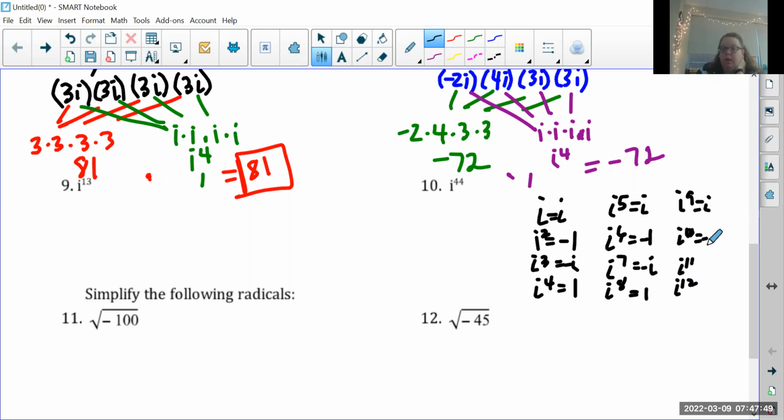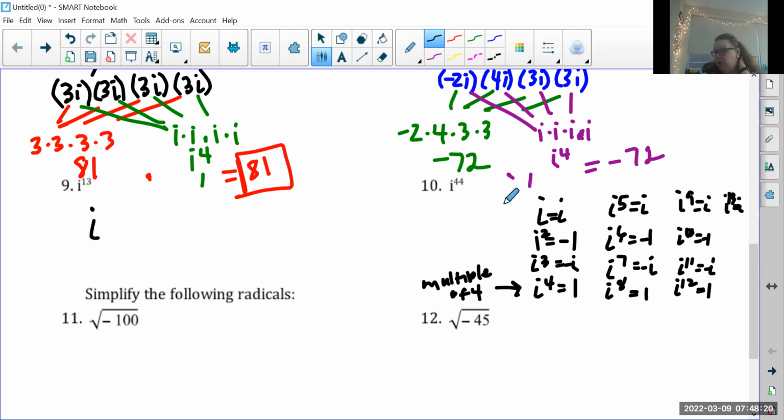So once we see that pattern, then we can just figure that out. The main thing that's going to help you is that this is all the multiples of 4. So anything that's a multiple of 4 is going to equal 1. And then from that, we can kind of build up the rest. So i to the 13th is not a multiple of 4. So I need to find the closest multiple of 4, which would be 12, which we have right here. So if this is where 12 is, then we would keep counting on and 13 would be back up here. So i to the 13th would be i.